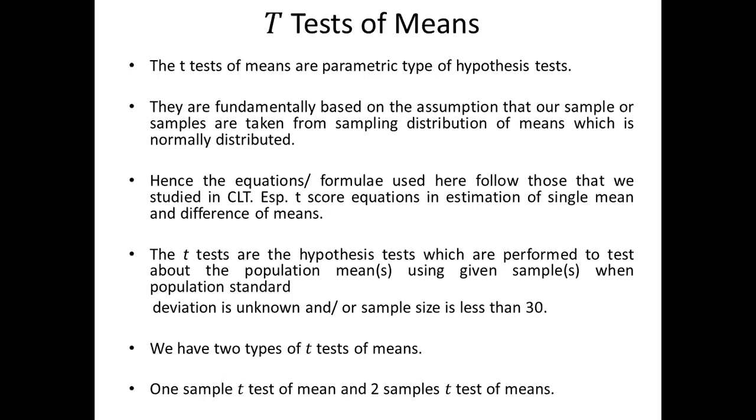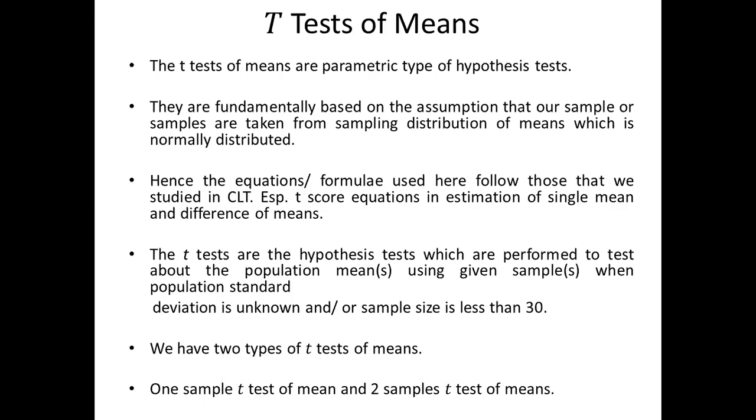So this assumption is always taken into consideration when we are performing the one sample t-test of means and the two sample t-test of means. We won't be checking this assumption while performing these t-tests, but we assume that it is true that the samples are taken from the sampling distribution of means, right?